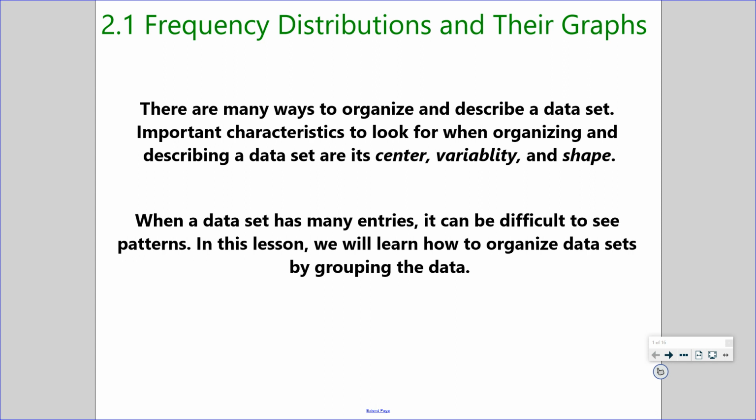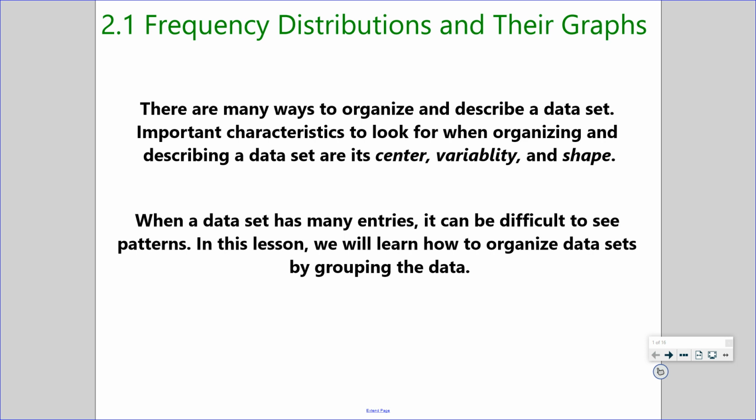But okay, moving on to our next chapter, and it feels a little bit more mathy, which I'm excited about. We're going to do a little bit more with displaying data and analyzing some statistics, the mathy part with the actual data. So today we're going to talk about frequency distributions and their graphs.